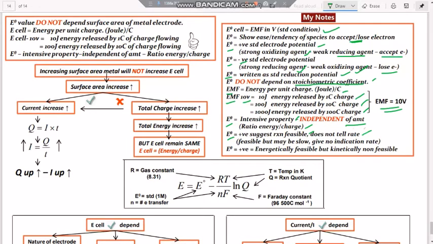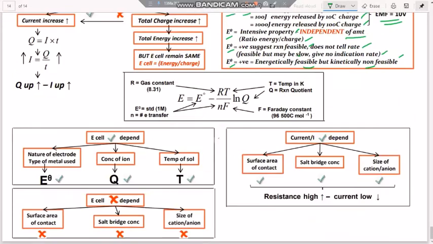It does not tell the rate of the reaction, but it tells that the reaction is possible. This is regarding the comparison between electrochemistry and chemical kinetics. Feasible may be slow, and gives no indication of the rate. So a positive E naught value indicates the reaction is feasible, energetically feasible but kinetically not feasible. So this is the most important point to be noticed.